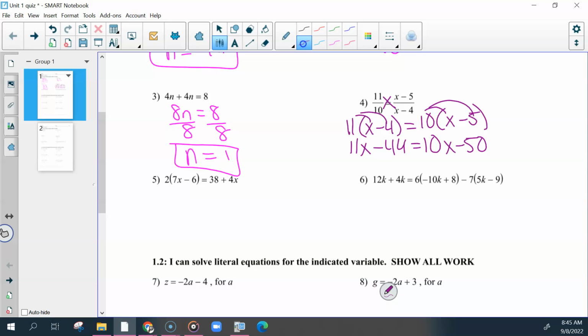Then you have choices, move whatever, but show me that you're moving those with arrows because I don't know what that means. So a lot of you moved 10x over here by subtracting, and then moved 44 over by adding. Some of you did the opposite, and that was okay too.